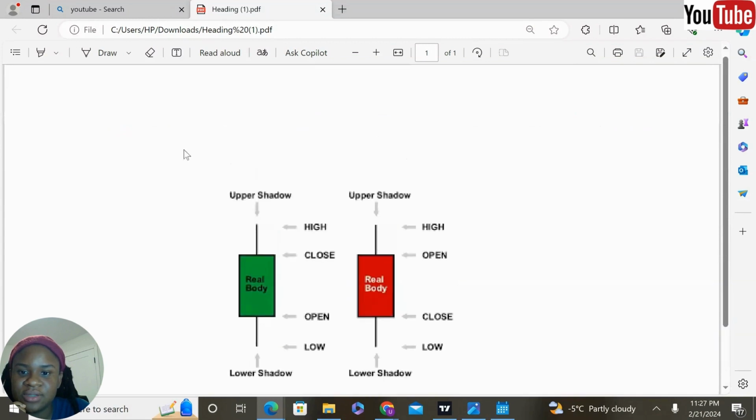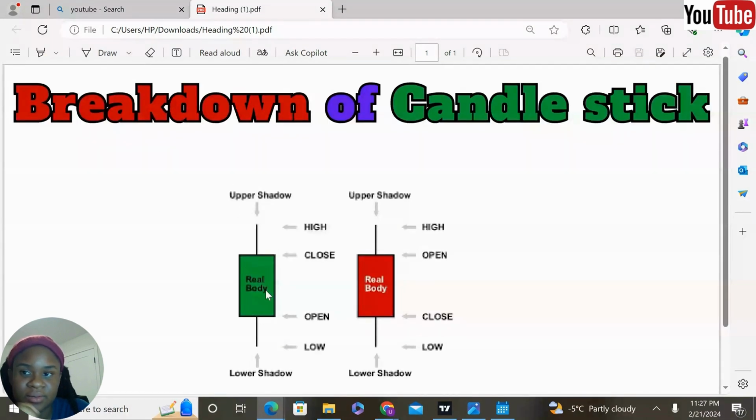I want to break down the candlestick for you in a way that you can understand it in the simplest way. Now you can see here this is a bullish candle and this is a bearish candle. This is the best graphic I could get. I know it's a bit shallow, but kindly bear with me.